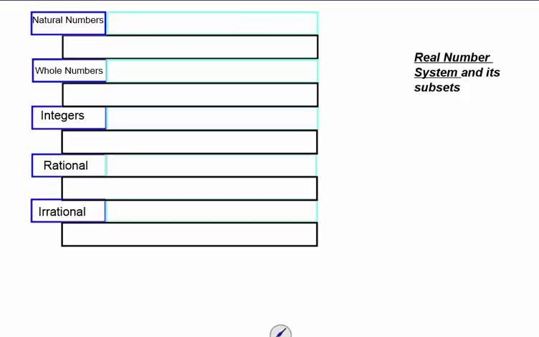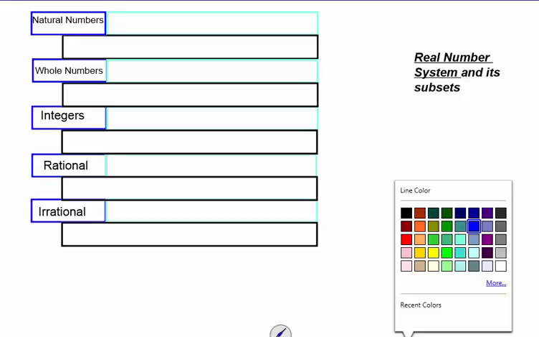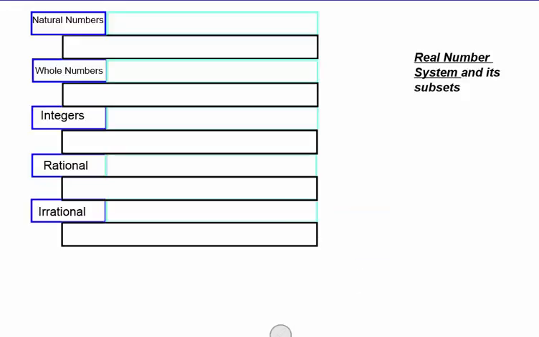Today, we're talking about the real number system. The real number system contains natural numbers, whole numbers, integers, rational numbers, and irrational numbers. Take a minute to label your chart as follows. Remember, if you need to pause the video, do so.